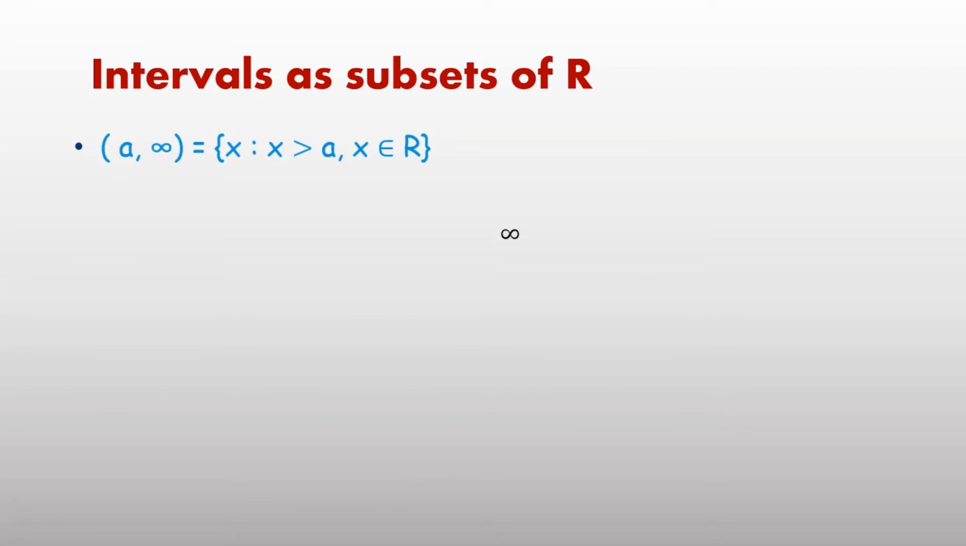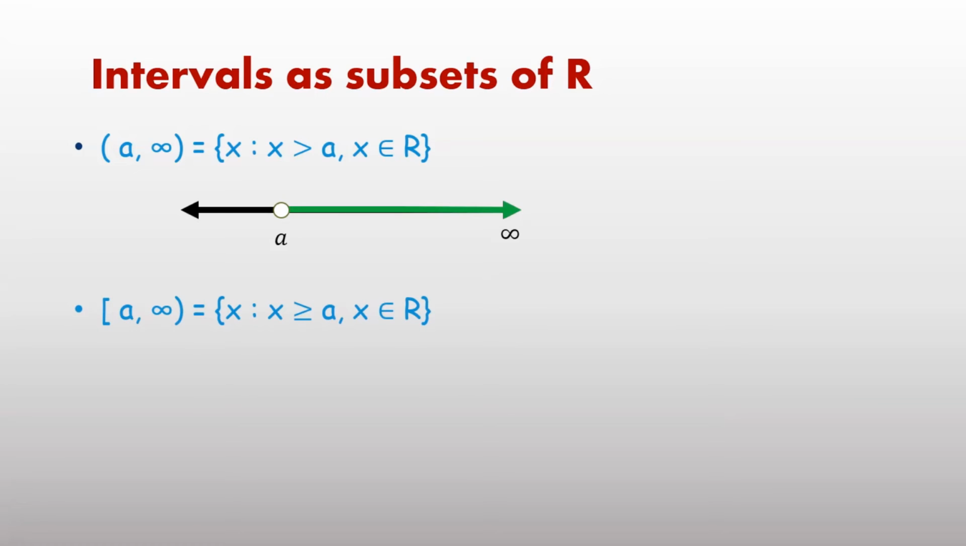Next, if we want to write all real numbers greater than A, we can represent it in this form, A to infinity. Next interval, all real numbers greater than or equal to A. In set builder form we can write x such that x is greater than or equal to A, x belongs to R. This means all real numbers greater than or equal to A.